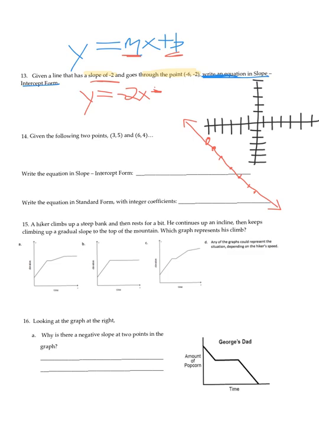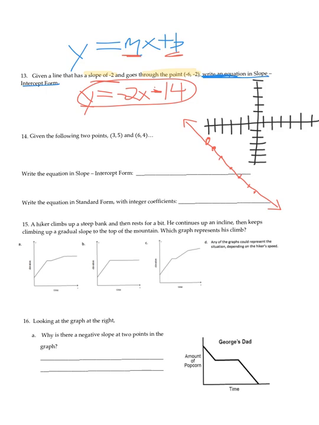So if you graph that out, you could easily find the y-intercept. Do that, and then check and see if you're right on the y-intercept. It's -14. Hopefully you got that. Y equals -2x minus 14.